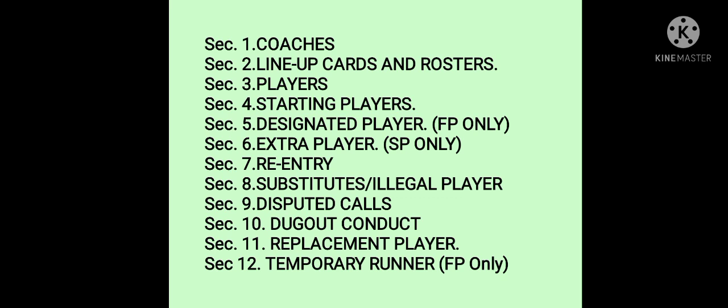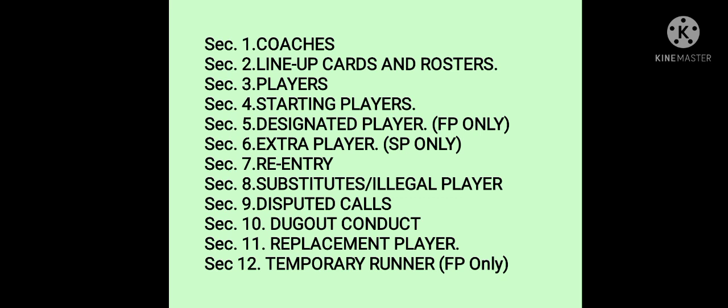Section 3, players. A team shall consist of players in the following positions. Fast pitch, 9 players: pitcher, F1; catcher, F2; first baseman, F3; second baseman, F4; third baseman, F5; shortstop, F6; left fielder, F7; center fielder, F8; and right fielder, F9. Fast pitch with a designated player, or DP, 10 players: same as fast pitch plus a DP.